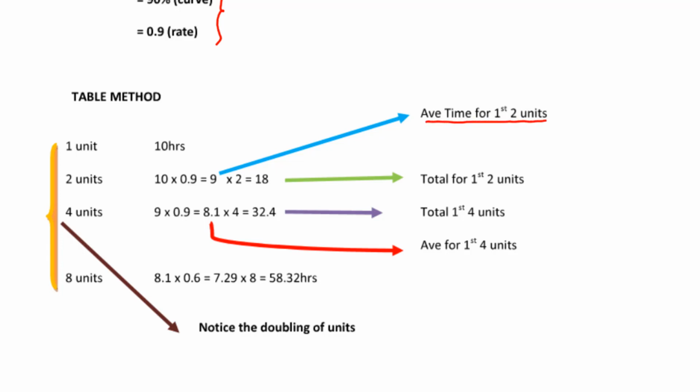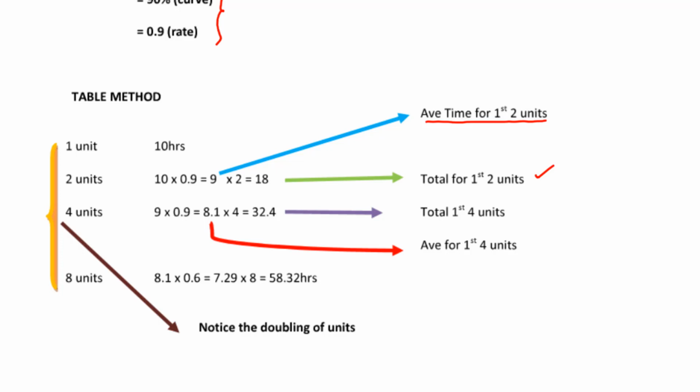Okay, so 10 times the fixed percentage is equal to 9. 9 is the average time for the first 2 units because I've just doubled from 1 to 2. If I want the total time for 2 units, obviously I take the average for 2, multiply by 2, and I get 18, which is the total for the first 2 units.